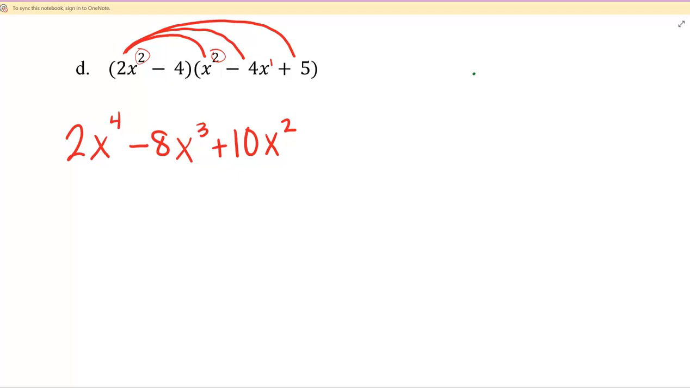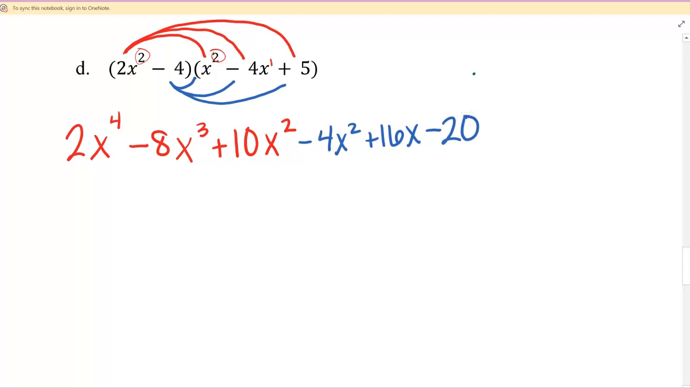Okay, now we're going to do the negative 4. Negative 4 times x squared is just negative 4x squared. Negative 4 times negative 4x would give you positive 16x, right? Negative times a negative is a positive. Negative 4 times 5 is negative 20.